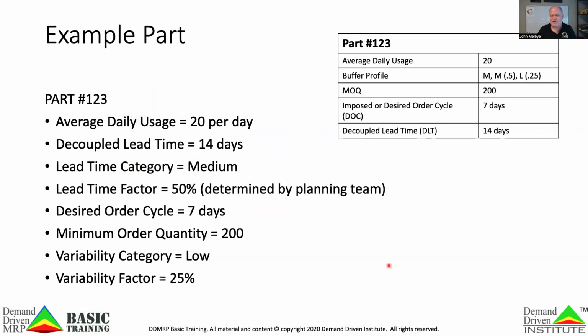Here's our example, part number 123. We have an average daily usage of 20, an MOQ of 200. We want to order this every 7 days if we can. And we have a decoupled lead time of 14 days. We've got a variability factor. This is a manufactured part with medium lead time and a 0.5 lead time factor, and low variability and a 0.25 variability factor.